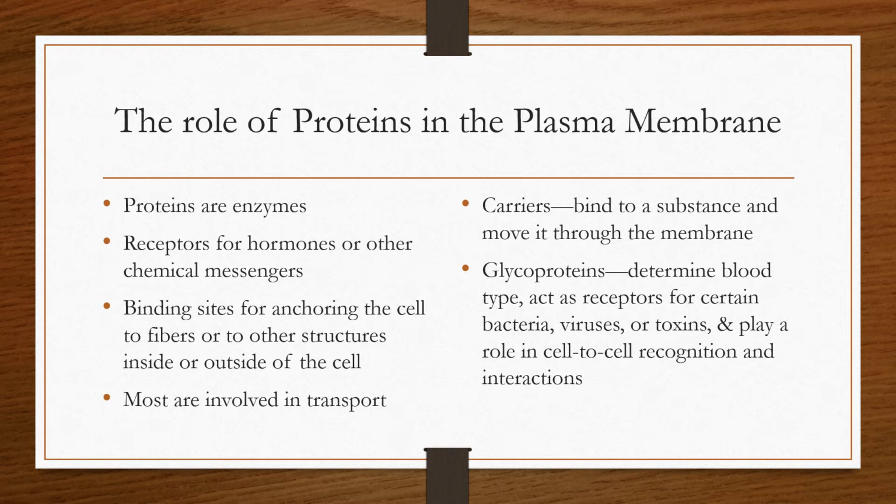Glycoproteins. So glycoproteins determine blood type, act as receptors for certain bacteria, viruses, or toxins, and play a role in cell-to-cell recognition and interactions. So a glycoprotein is when branching sugar groups are attached to most of the proteins abutting the extracellular space. The surface is sugar-coated, so it's sticky and fuzzy, and that part is called the glycocalyx. And that's how it helps to act as a receptor and bind to things. Definite changes in glycoproteins can be seen when you're looking at a healthy cell versus a cancer cell.